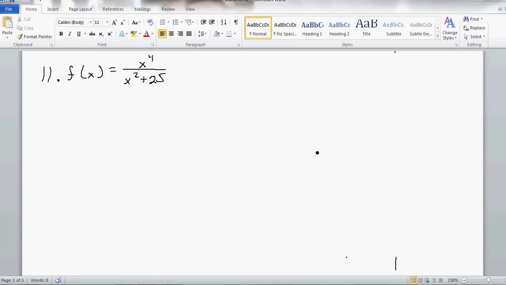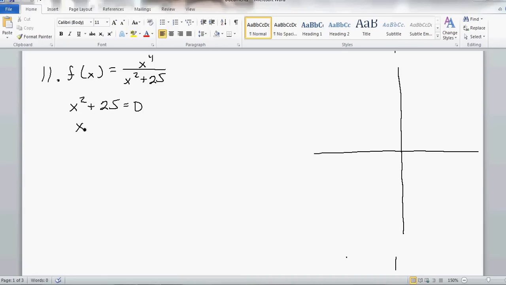Okay, here's going to be my graph. So we'll put in things as we find it. Let's look for vertical asymptotes. X squared plus 25 equals 0. Subtract 25, x squared equals negative 25. Well, that can't happen, so there's no vertical asymptotes. That's pretty nice.